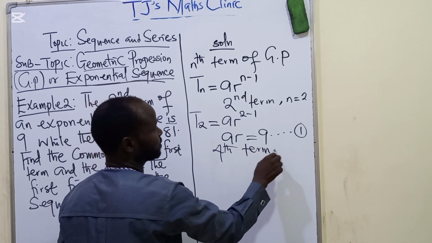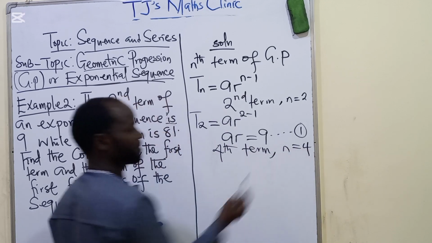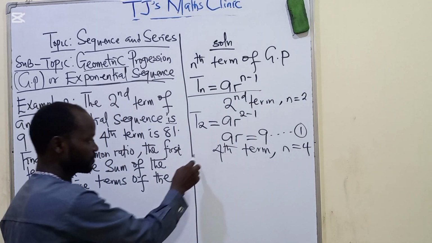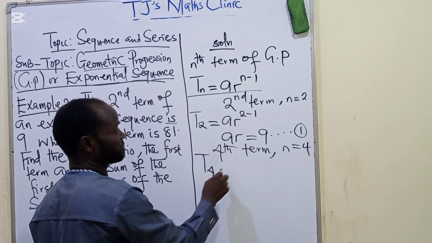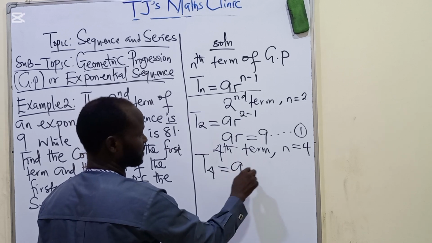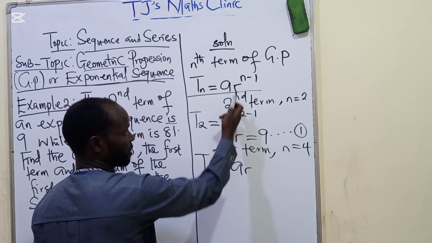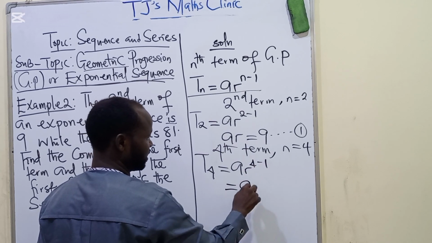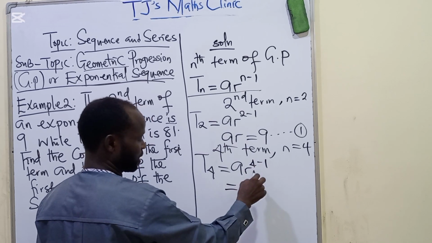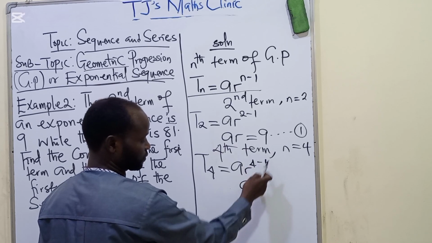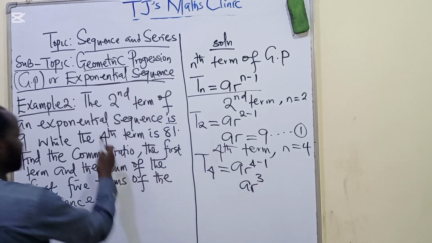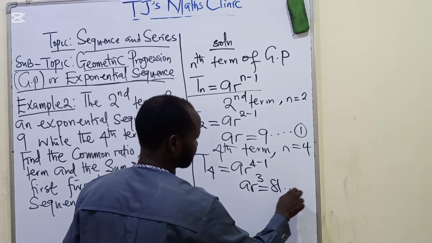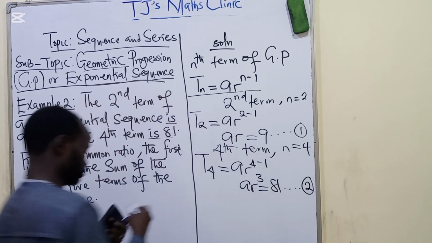Very important. Let's move to the fourth term. For the fourth term, it means n is equal to 4. Then we substitute n equals 4 into this nth term. So T4 now, that's the fourth term, will be equal to A multiplied by R, the common ratio, power n minus 1, which is 4 minus 1. This is now AR power 3, since 4 minus 1 is 3. And we are told that the fourth term is equal to 81. This is now our equation 2.